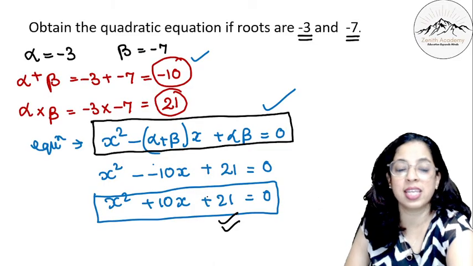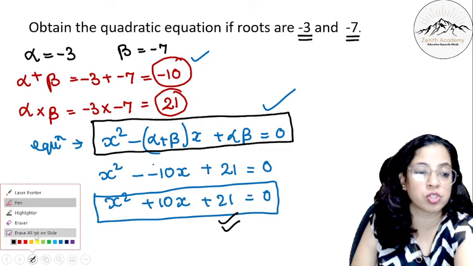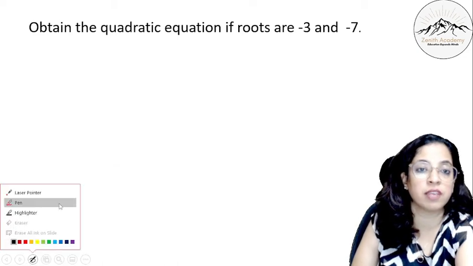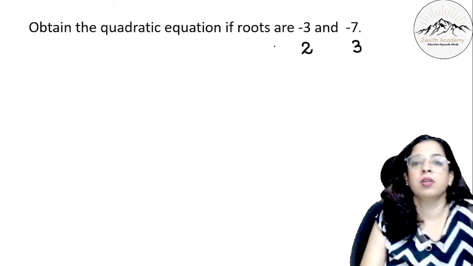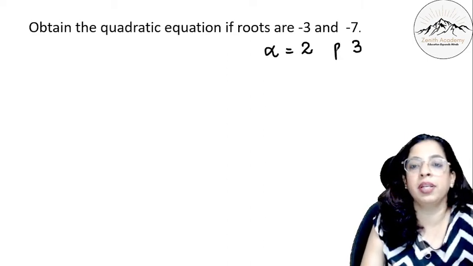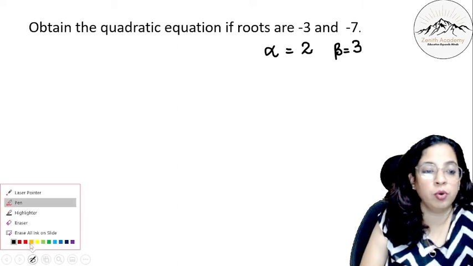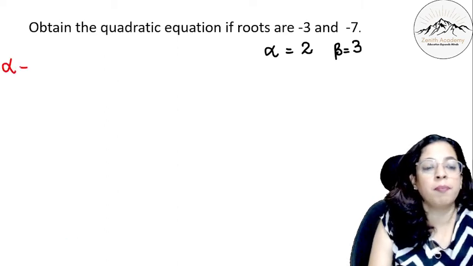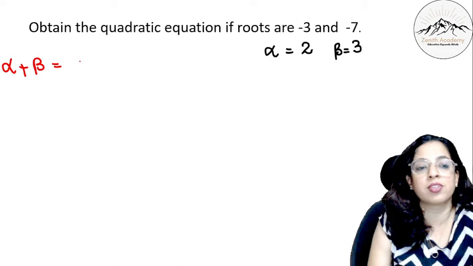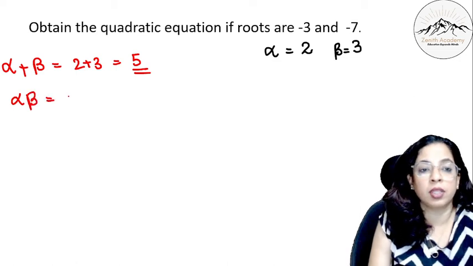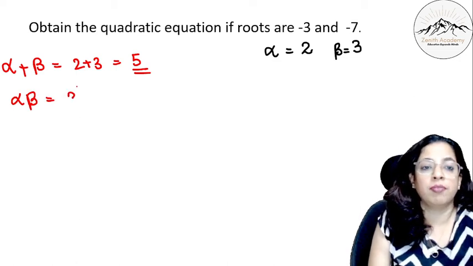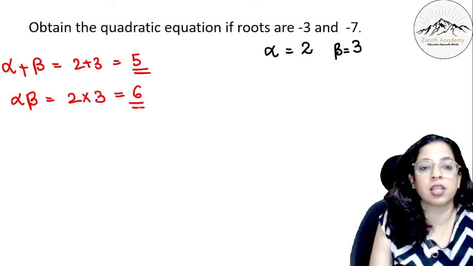So in the same question, if I change the roots, wait, I will change the roots and give you. So if the roots are 2 and 3, so alpha is equal to 2 and beta is equal to 3. How do we do it? Check here. Alpha plus beta will be 2 plus 3 will be equal to 5, right? And alpha into beta will be 2 into 3, which is equal to 6, correct?